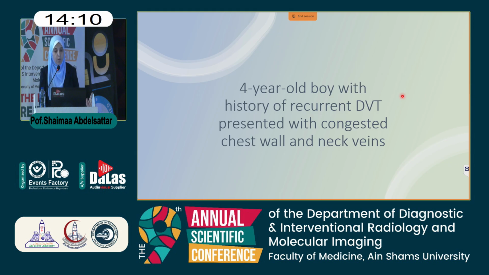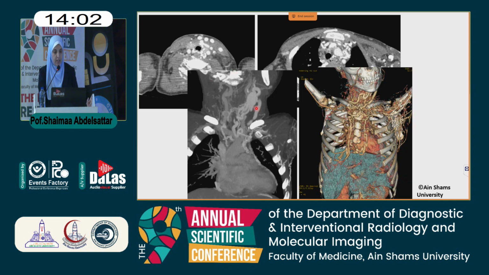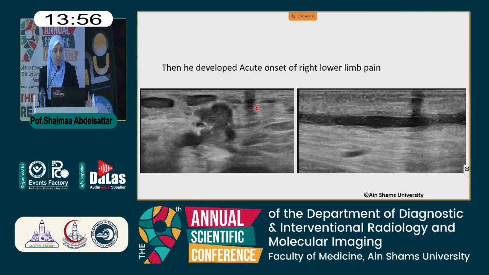Another case of a 4-year-old boy with a history of recurrent DVT, presented with congested chest wall and neck veins. We can see here the multiple vessels on 3D reformat, multiple congested vessels with absence of the superior vena cava on the right side. It was thrombosed. The patient unfortunately developed acute onset of right lower limb pain and was found to have, on Doppler, thrombosis of the deep femoral and superficial femoral vessels.